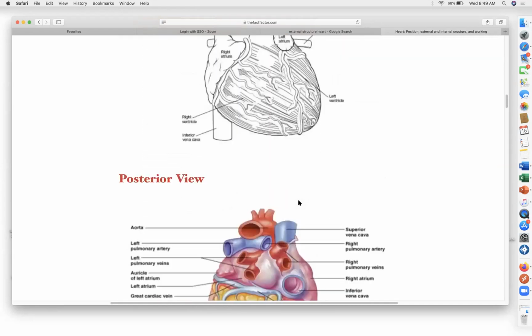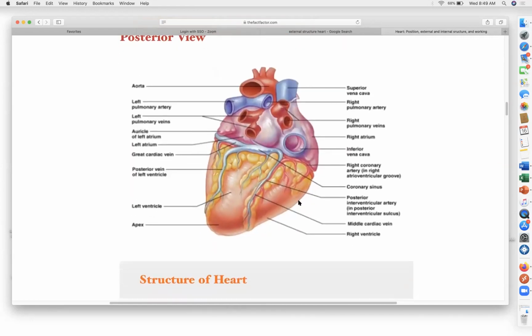Okay. Now let's look at the posterior view of the heart. You could see that I can't see the atria, I can see only the back part of the atrium. But you have here the posterior interventricular sulcus, which in lab we saw goes straight down and straight into the apex. And this is how you know you're in the posterior view.